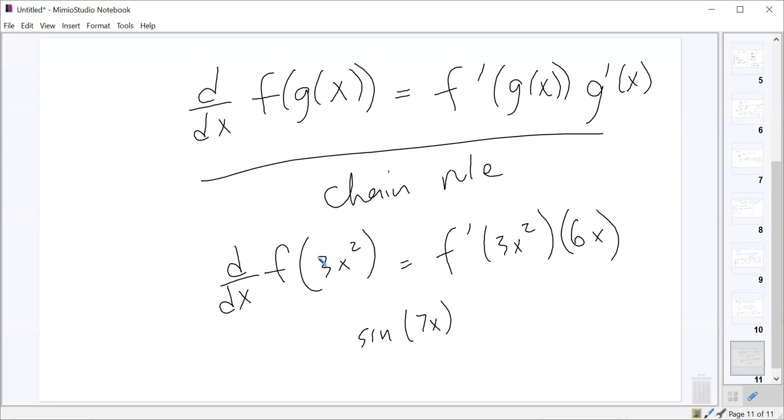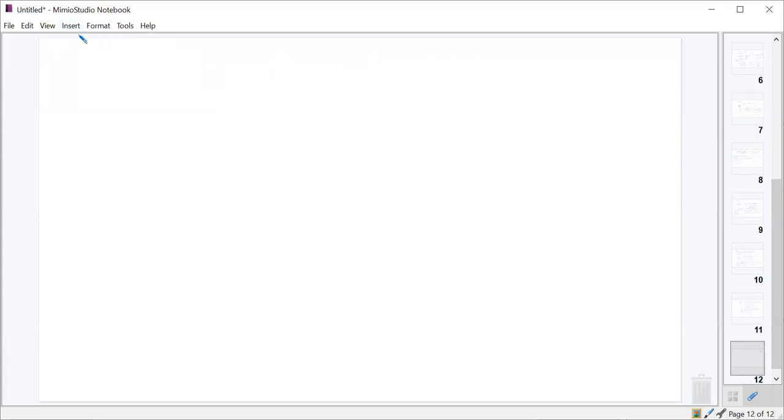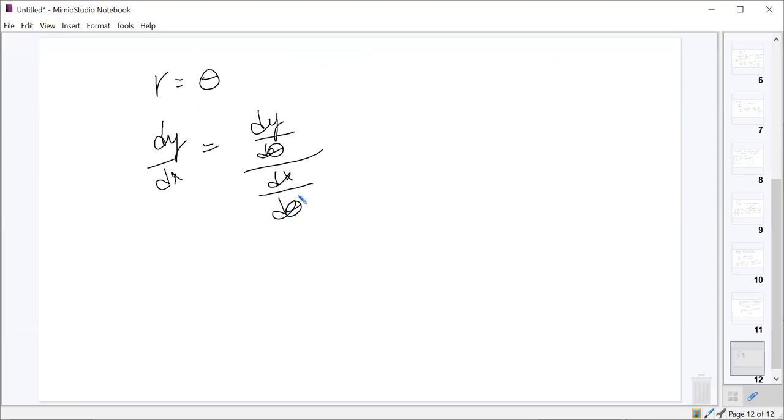If we are asked to find the derivative or the slope of the tangent line to a polar function, suppose I give you r equals, we're just going to have a nice simple one, and we want to find dy/dx. Well, dy/dx, remember, should be dy/dθ over dx/dθ. This is still the slope of the tangent line.